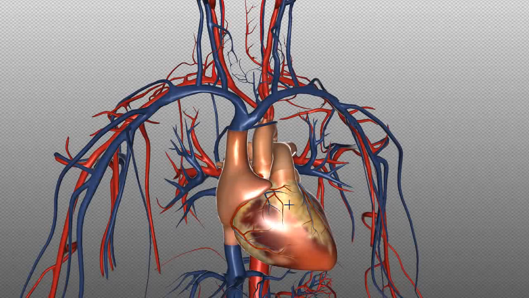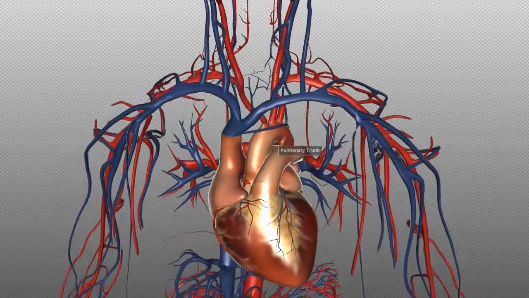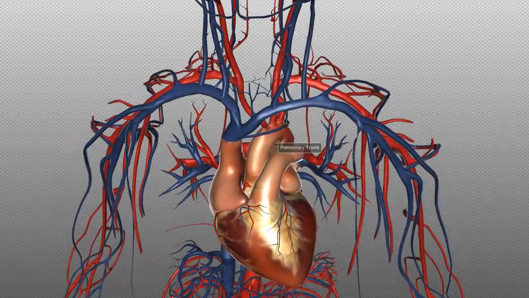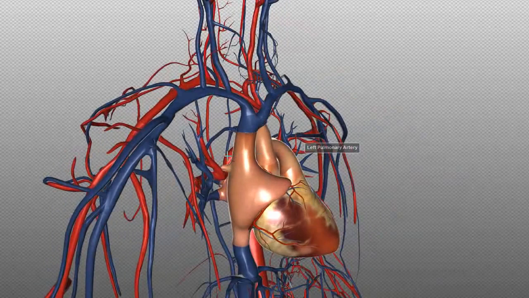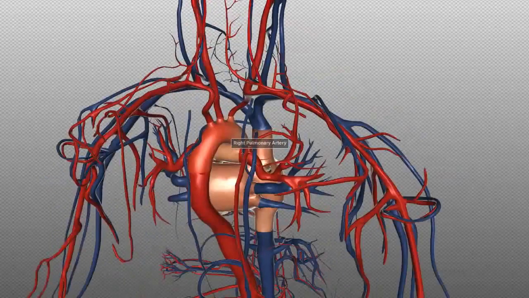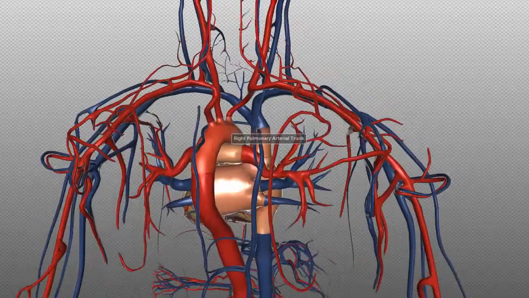So the next great vessel is the pulmonary trunk, and this splits into two vessels. You've got the left pulmonary artery and the right pulmonary artery. So these are the arteries that carry deoxygenated blood to the lungs.